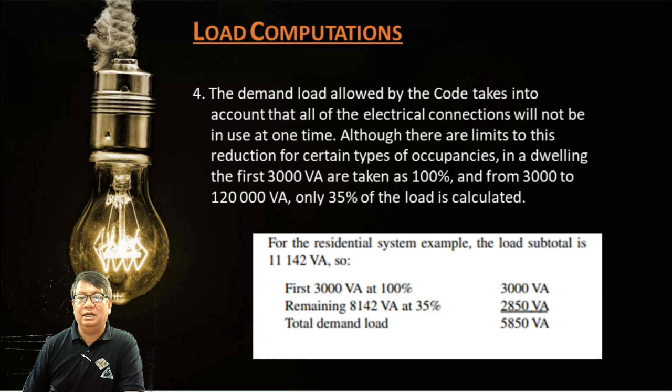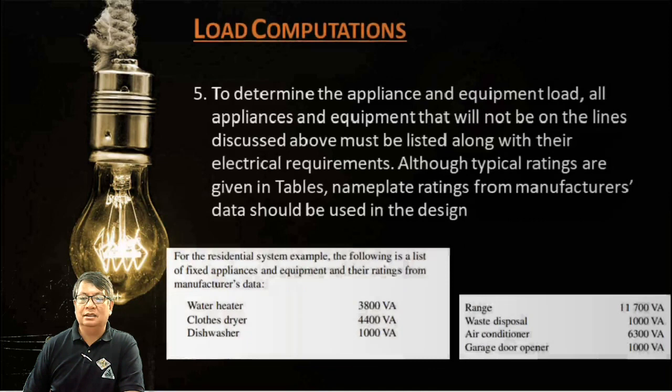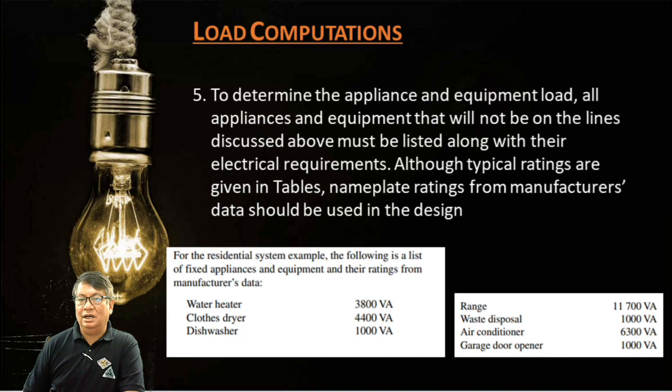So, halimbawa, yung power natin is 11,142. So, 3,000 for that at 100%. Remaining is 8,142 times 35% demand factor. So, we have more or less our power with the demand factor applied at 5,850 instead of 11,142. Ito po yung gagamitin natin para mag-compute ng total current. Okay, so ito po yung mga specified load ng mga individual appliance natin, no? Halimbawa, water heater, 3,800, clothes dryer, 4,400, dishwasher, 1,000, so on and so forth.